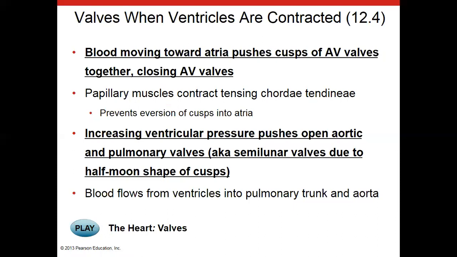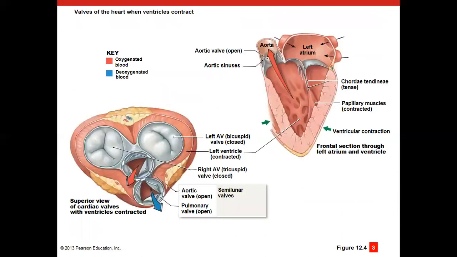So as ventricular pressure increases, that also forces open the semilunar valves, the aortic and pulmonary semilunar valves, and blood flows from the ventricles into the pulmonary trunk and the aorta. So here's this picture. When pressure in the ventricle increases, blood flows down a pressure gradient. As the muscle contracts in the wall here, the atrioventricular valves snap shut and basically catch the blood from flowing back up into the atria. And that allows blood to flow out of the ventricles only through the semilunar valves.